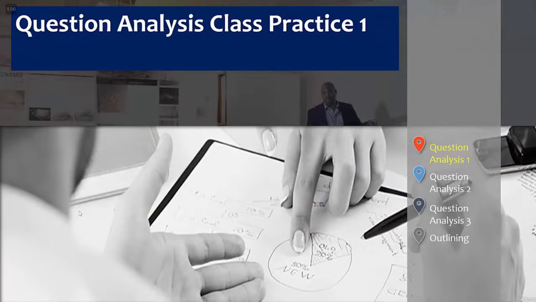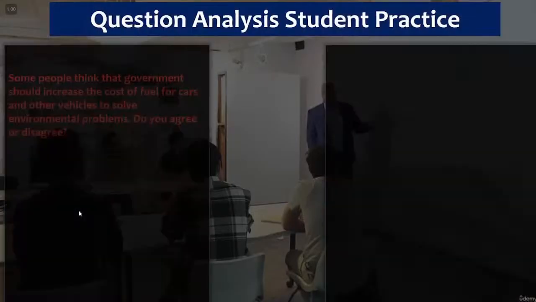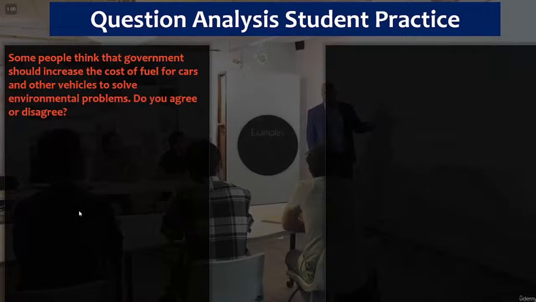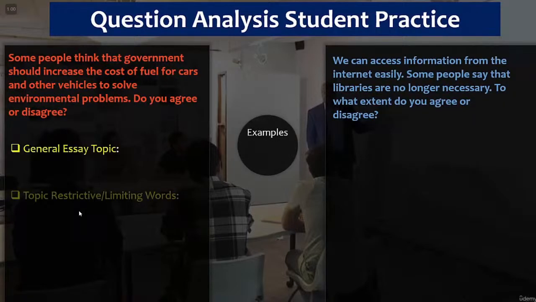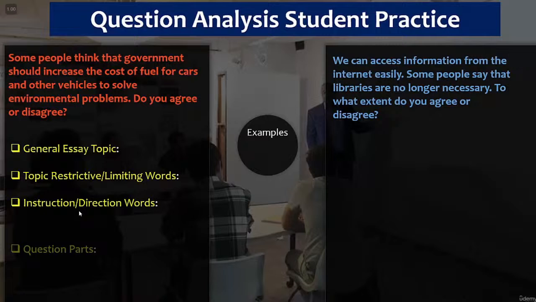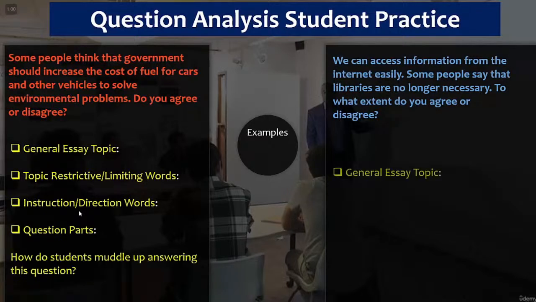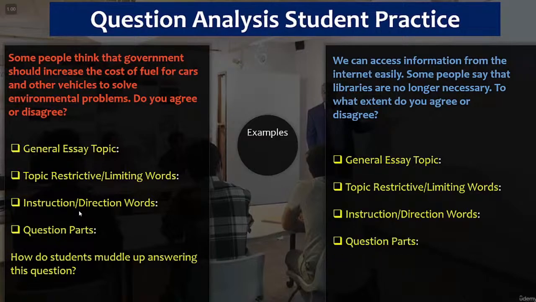Okay, so here is practice 1. Our first question in red: some people think that government should increase the cost of fuel for cars and other vehicles to solve environmental problems. Do you agree or disagree? Our second question: we can access information from the internet easily. Some people say that libraries are no longer necessary.